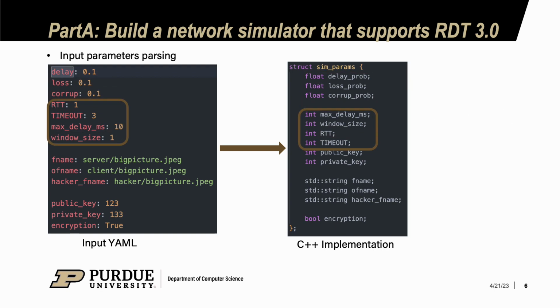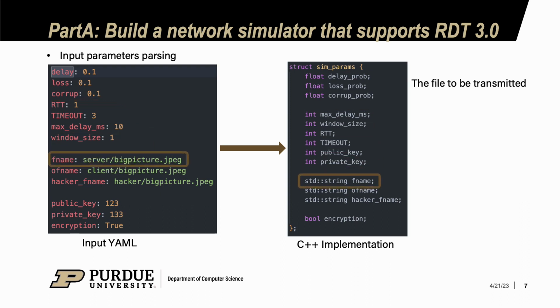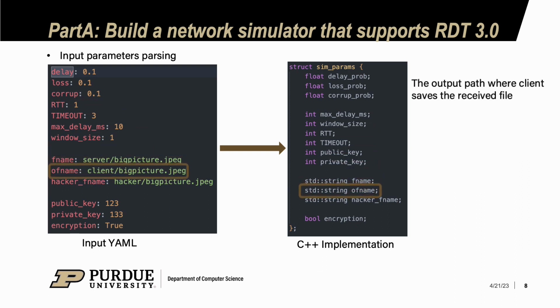In addition to the previously mentioned parameters, there are other simulation-related parameters that are important to consider, including round-trip time, RTT, maximum delay in milliseconds, and window sizes. FNAME is the file that the server will send to the client. OFFNAME is the path that the client will save the received file. HackerFNAME is the path where the hacker will save the copied file.